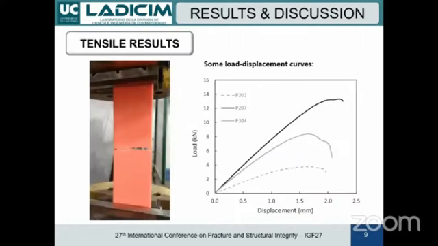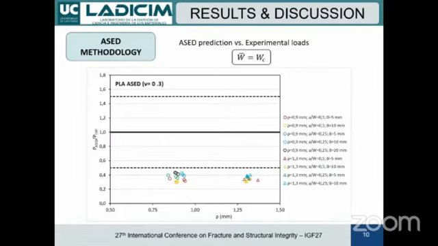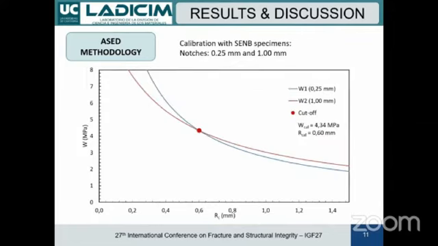Well, this is a picture of the setup and some of the load versus displacement curves that we have found in different specimens. The first estimation using the ASED criterion gave us some really low predictions for loading. So we applied this calibration.